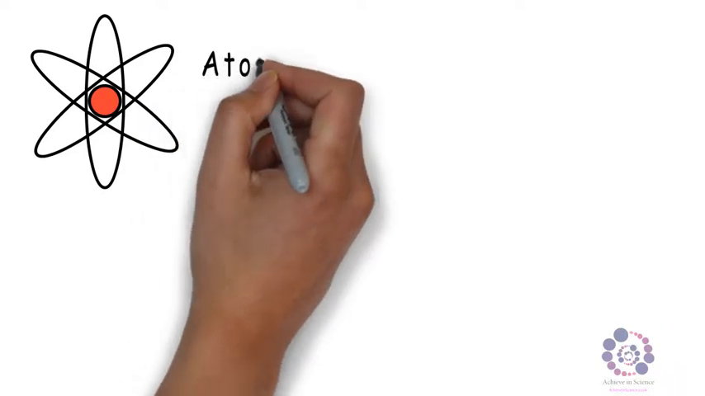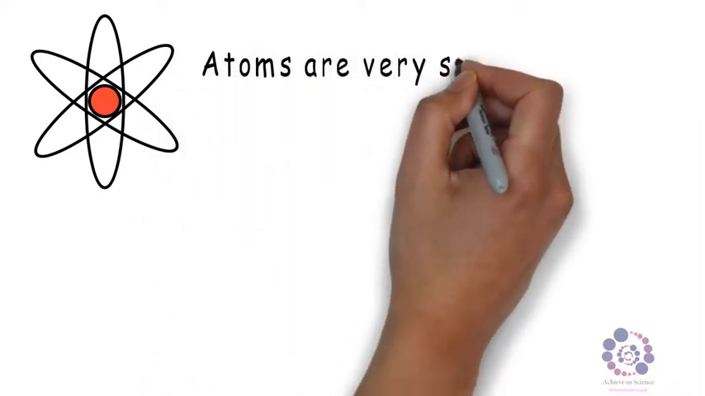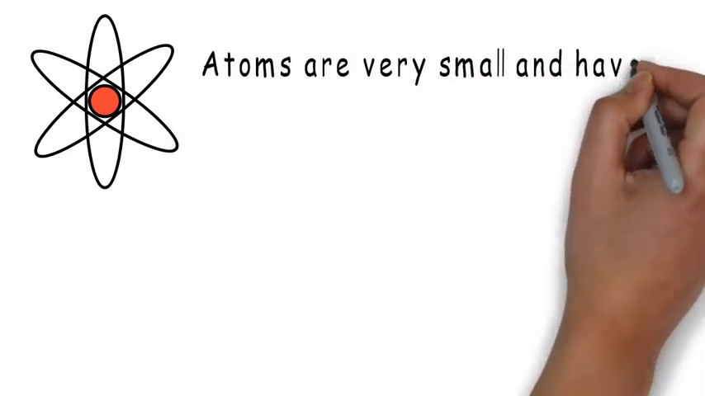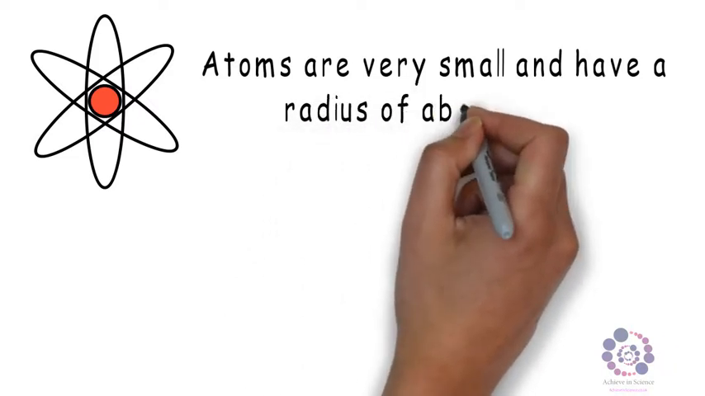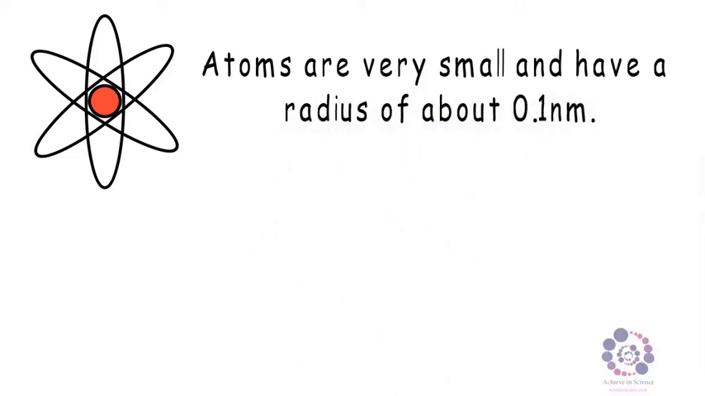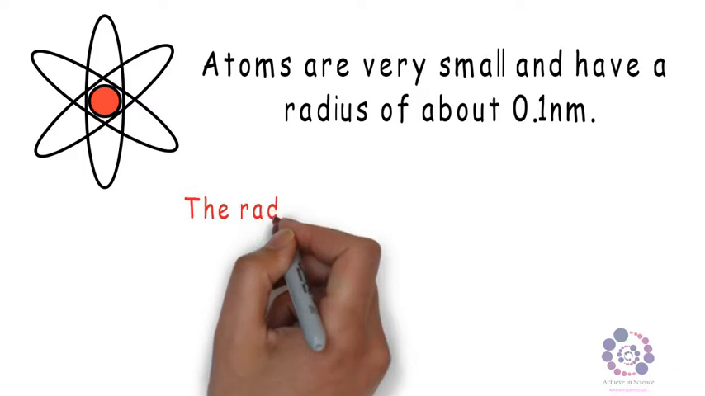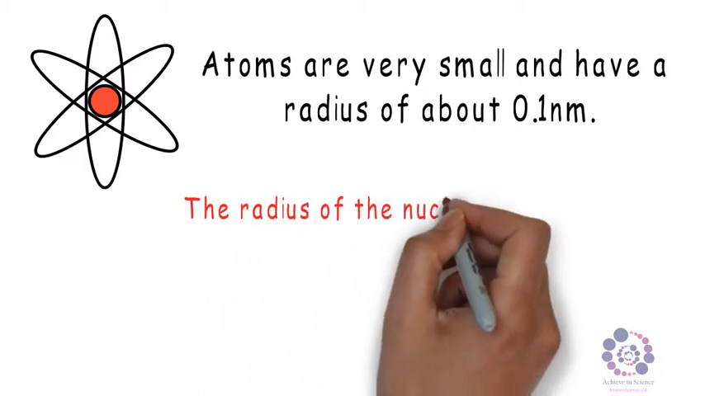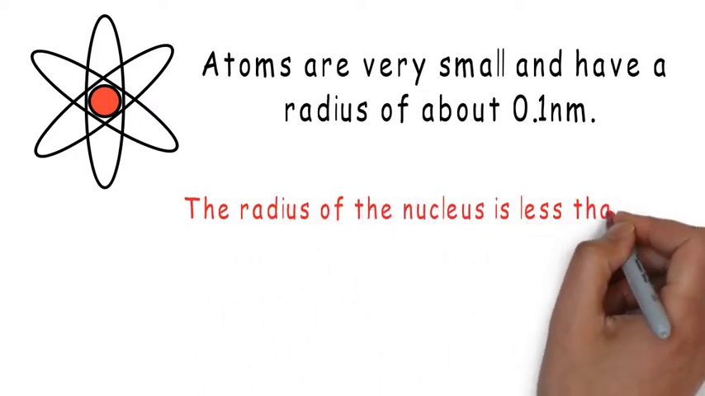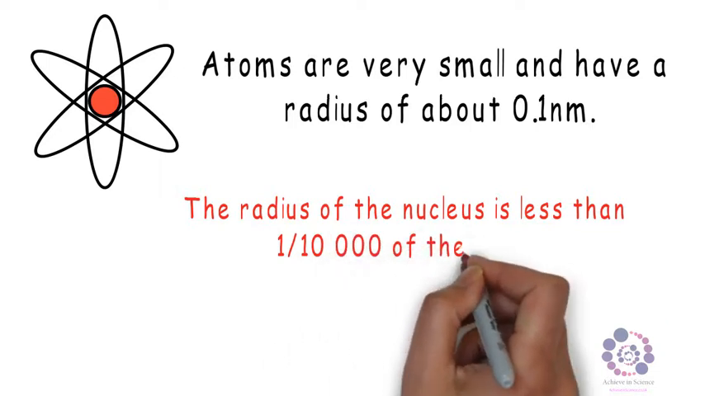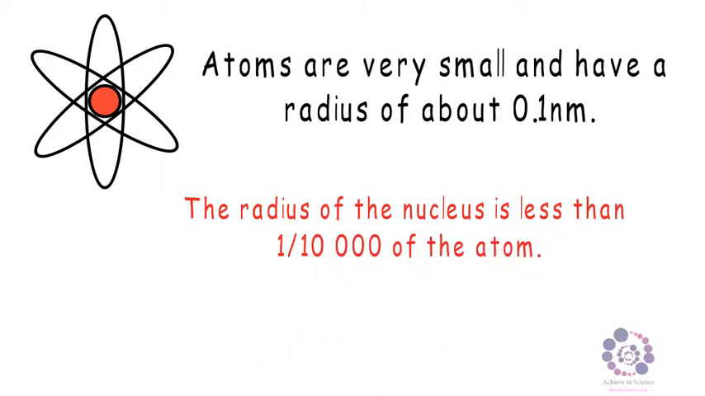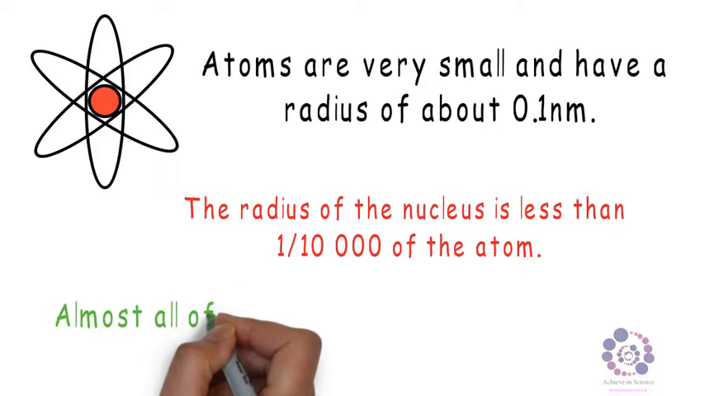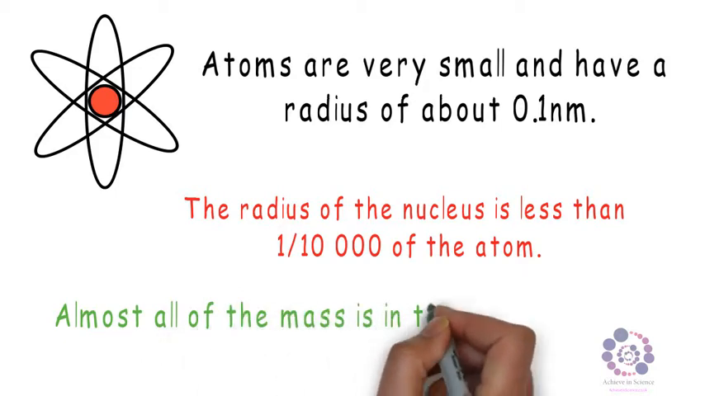Atoms then are very small and have a radius of about 0.1 nanometers. The radius of the nucleus is less than 1 divided by 10,000th of the atom. Almost all of the mass is therefore found within the nucleus, as we said, because it is made up of protons and neutrons.